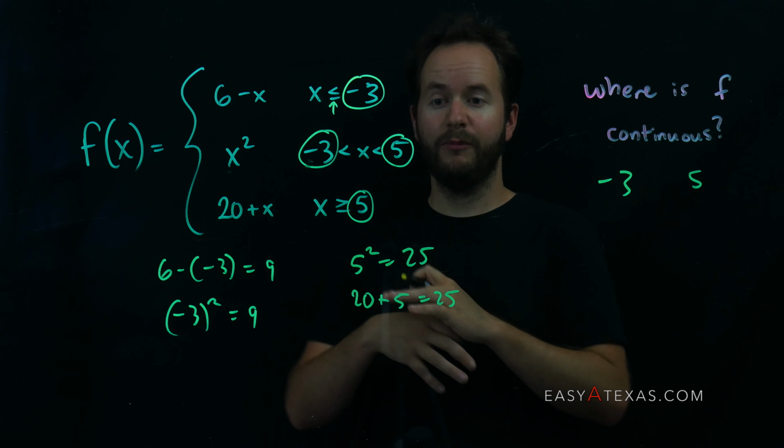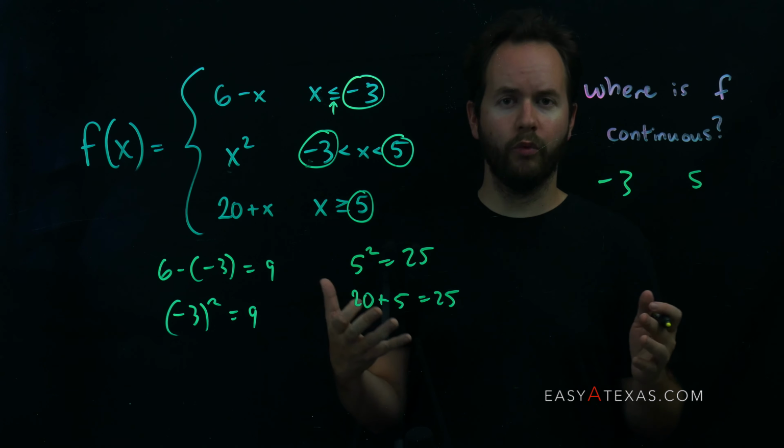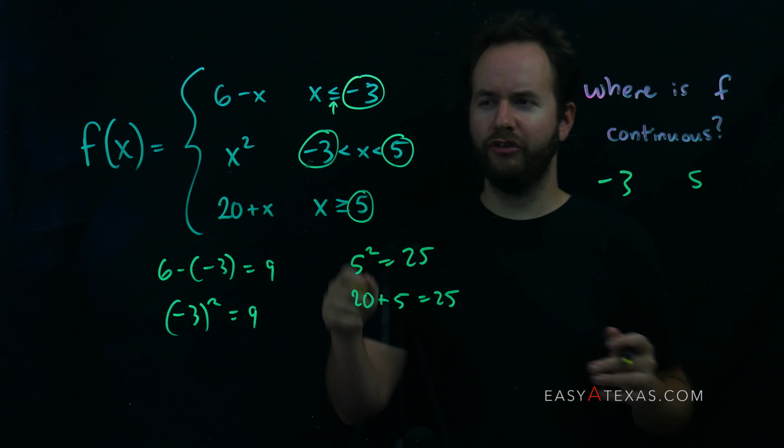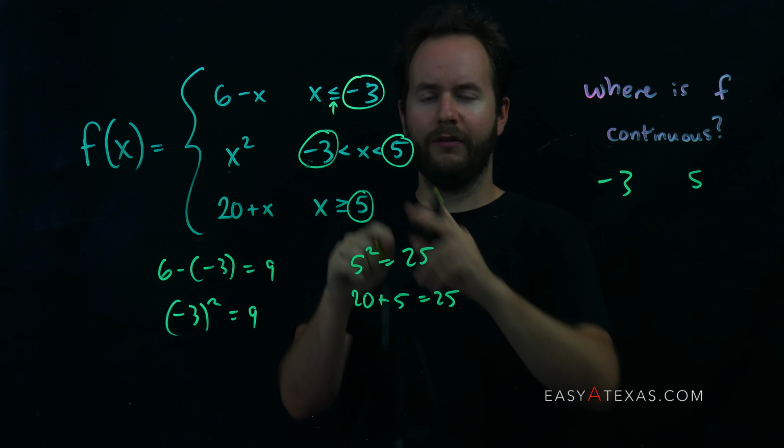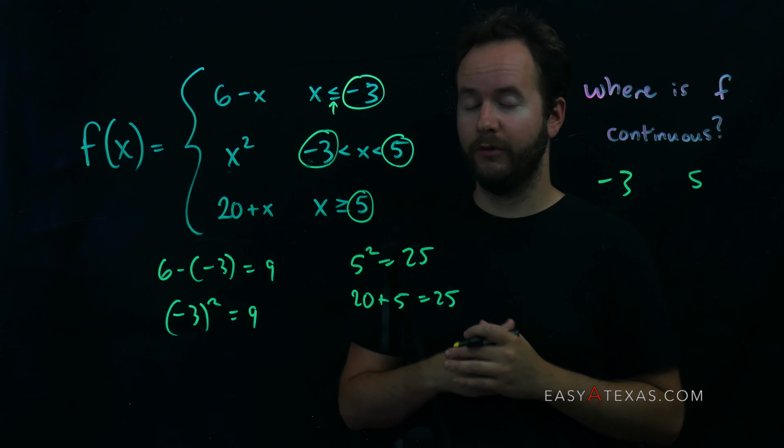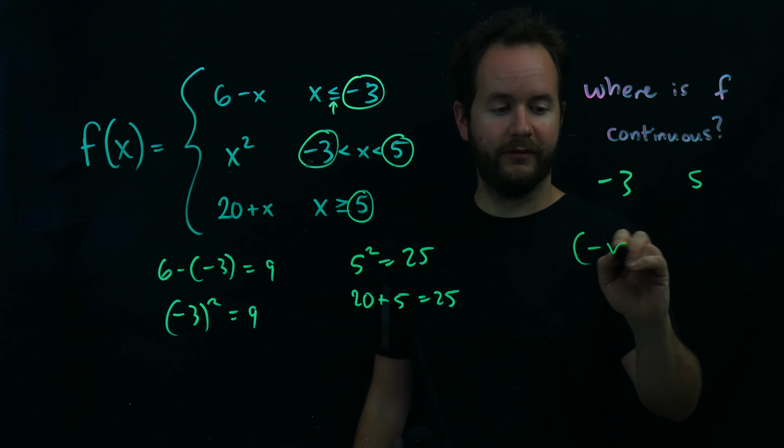So with that in mind, this seems to be continuous everywhere. I didn't worry about it being continuous at any other value of x. It was just at these particular weird values of -3 and 5 where I thought this graph might be discontinuous. And so as a result, it's continuous everywhere.